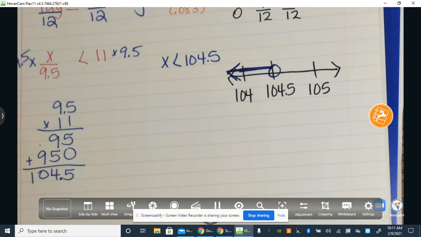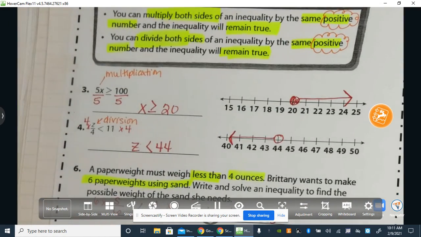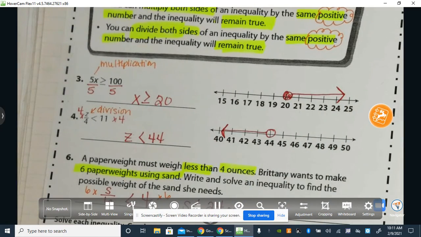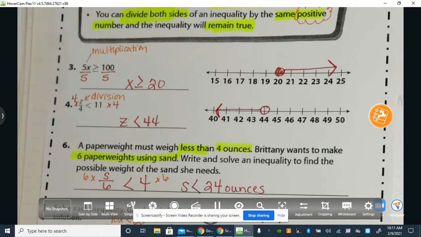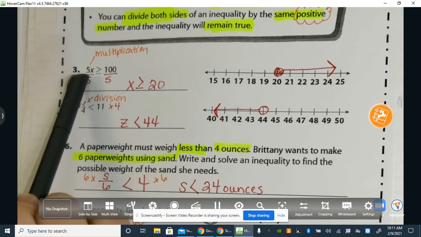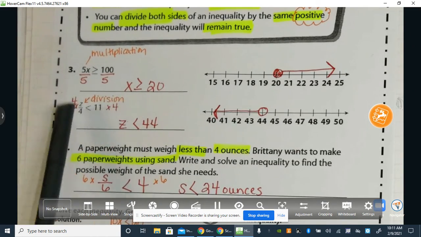Okay? So that does it for this lesson on our inequalities with multiplication and division. So takeaways, it's very much like solving equations, except drawing your number lines. That's the only thing that's a little different. I mean, it's just a tiny bit different. And you make sure you understand that when you see a multiplication problem, you break it up by division. When you see division problems, you break it up by multiplication.